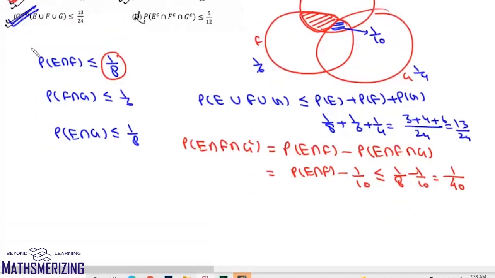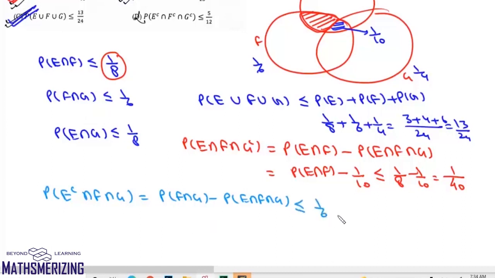Now we look at option B. Option B is probability of E complement intersection F intersection G. Now it will again be probability of F intersection G minus probability of E intersection F intersection G. Now the maximum value of F intersection G is 1 by 6. So it will always be less than or equal to 1 by 6 minus, and this intersection is 1 by 10. So it will be 4 by 60, which is 1 by 15. So that means this option B is also correct.